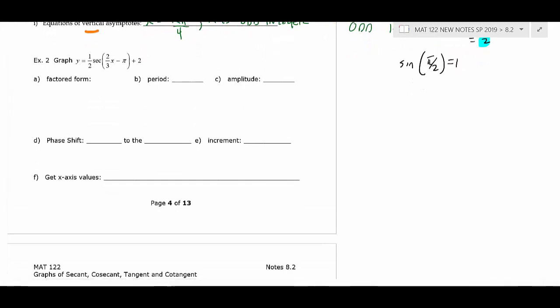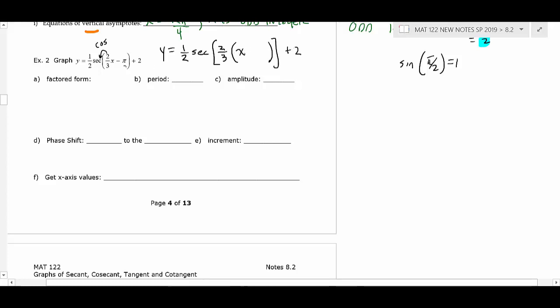The key thing on this one is we're going to work with a cosine since it's a secant. This needs to be factored, so you need to pull the 2/3 out. So we would have y equals 1/2 secant, bracket, 2/3, then parenthesis, x, still got the plus 2. Now what goes here is you always take the pi and divide it by the number you factor out. So that would be pi times 3/2, which ends up being minus 3 pi over 2.